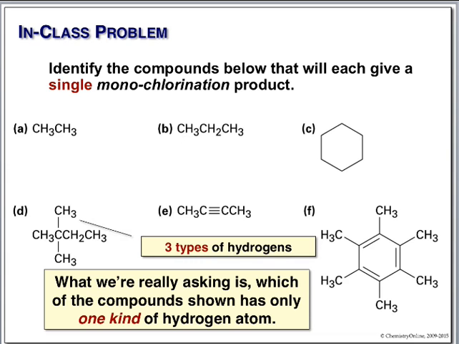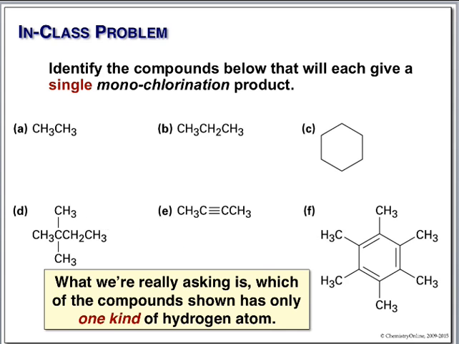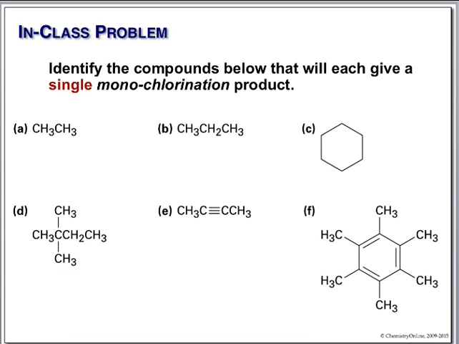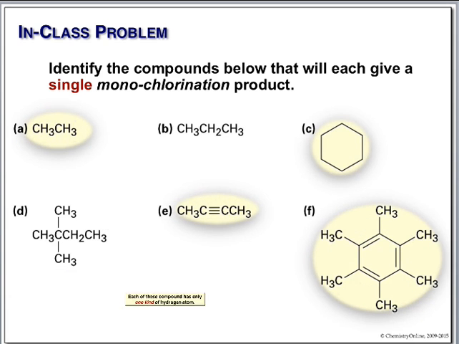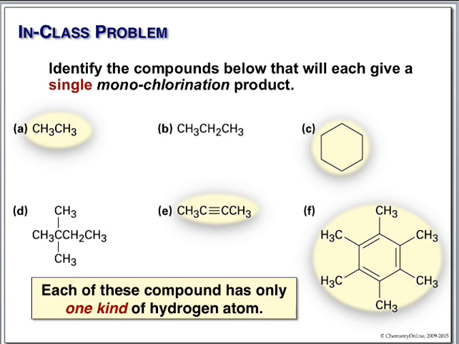This guy, both methyl groups are attached to our triple bond here. They're identical. And finally, over here, we have methyls all the way around our benzene ring, and they're all equivalent. So the ones that would give single monochlorination products would be ethane, cyclohexane, our alkyne here, and our substituted benzene. Simple exercise.